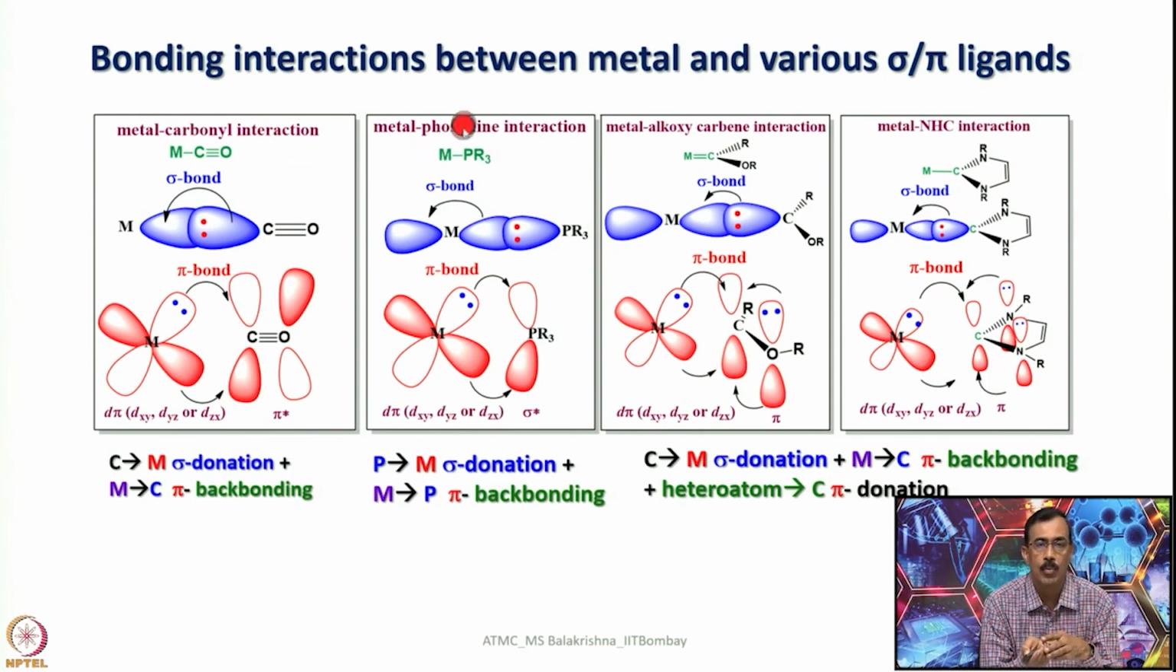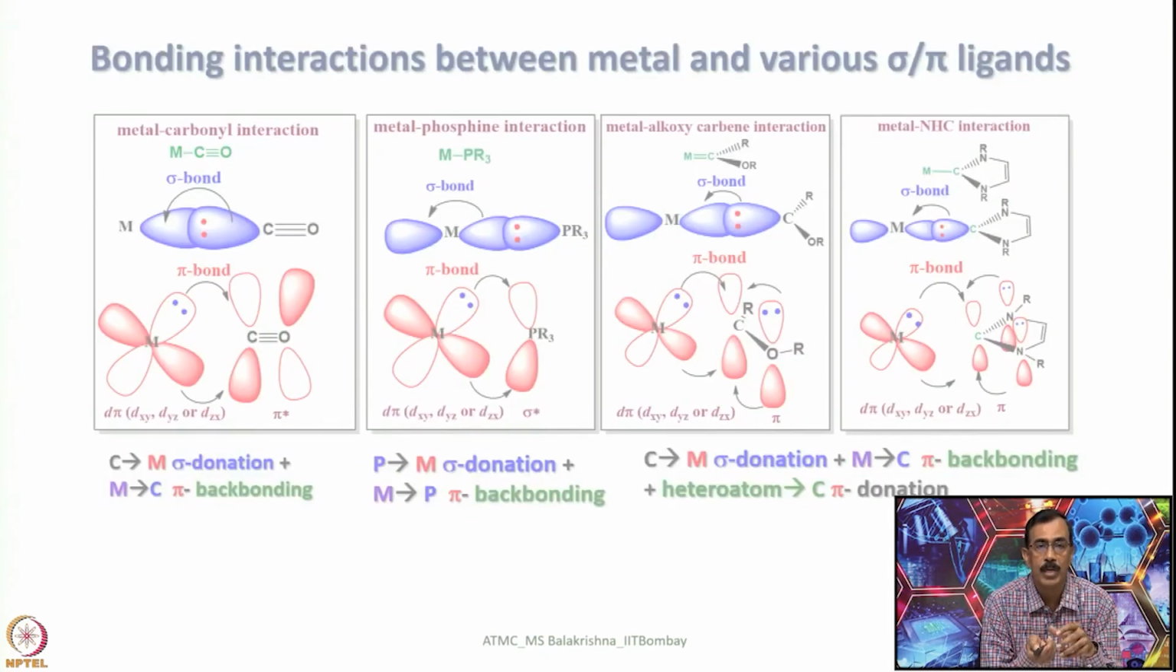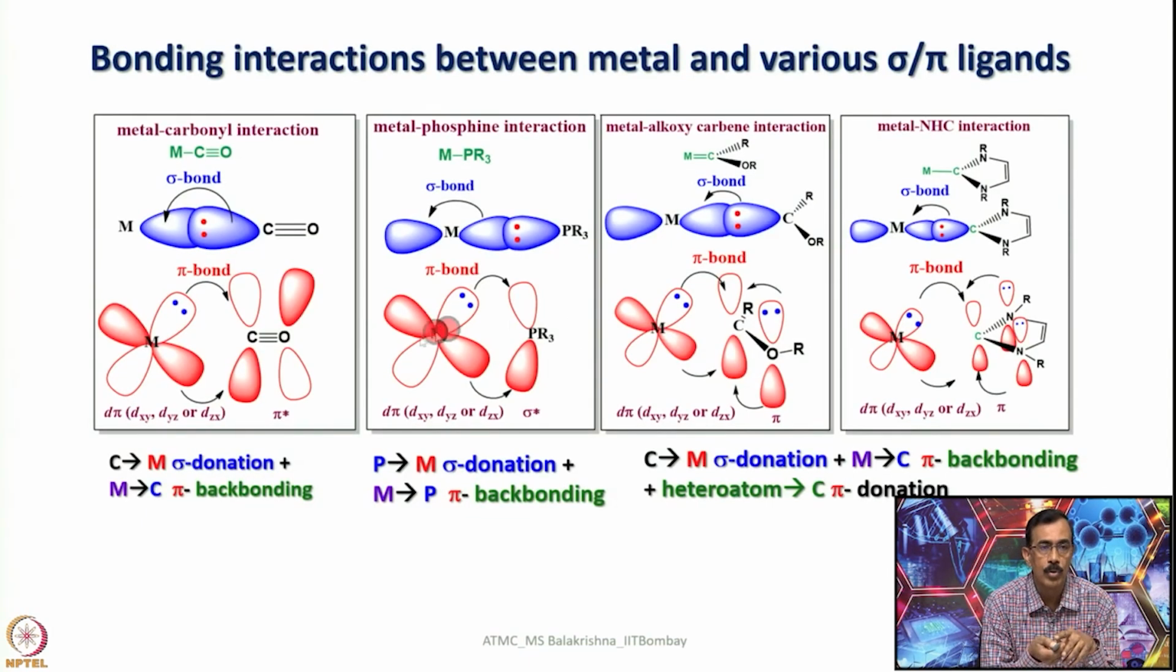In that context, there is a flexibility in altering the ligating properties of phosphines that we normally do not see in the case of carbon monoxide. This is where we have an advantage over carbon monoxide in its utility in organometallic chemistry as homogeneous catalysts for a variety of organic transformations.